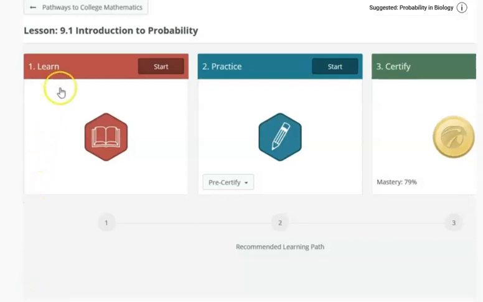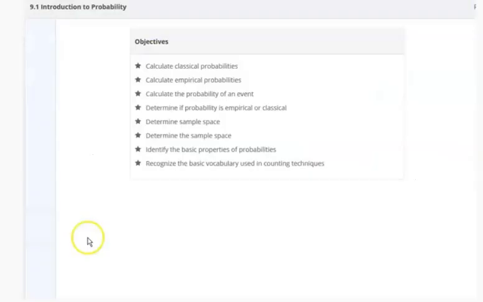As we go into the last few topics of our course, in Chapter 9, Section 1, we're going to take a look at probability. So, an introduction to probability. Here are the objectives. Again, you might pause, but we'll be going through these item by item.